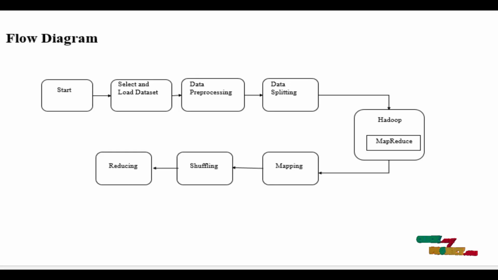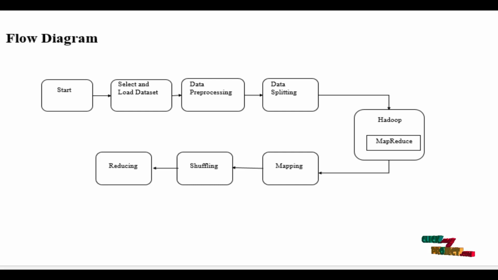Now we are going to see the flow diagram. There are 6 modules in this project. The first one is data selection and pre-processing, then splitting and mapping, shuffling, and reducing. Mapping, shuffling and reducing are the Hadoop-based map and reduce concept. Now, data selection. The input data was collected from the website called kaggle.com. This work uses a diseases dataset, and the dataset has 1000 data values.